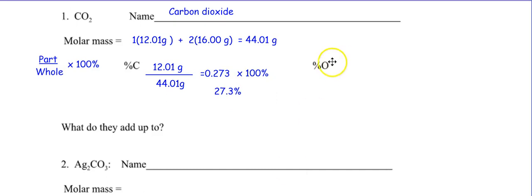All right, next, oxygen. Well, how much of it is oxygen? Here it is. It's 2 times 16, isn't it? Yep. And you're going to divide it by what? Part over, what did I say? Part over whole. So it's 44.01. So what's 2 times 16? I think that's 32, isn't it? 32 divided by 44.01 is what? Go ahead and use your calculator.